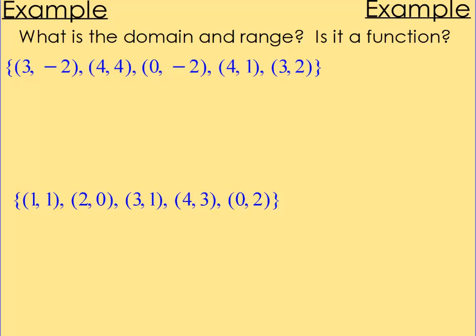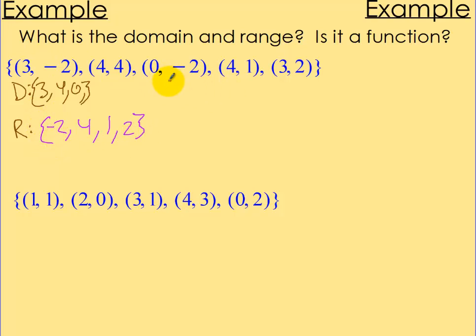Last one, pause the video. Alright, what is the domain and range? Is it a function? So the domain, I'm going to abbreviate it with just a D. It's all the x values here, so it's going to be 3, 4, 0. 4 is repeated, and 3 is repeated, so I don't need to write them again. So the domain is these three numbers, 3, 4, and 0. The range is going to be the y values. So we got negative 2, 4, negative 2 again, doesn't matter, 1, and positive 2. So these are my y values, my range.